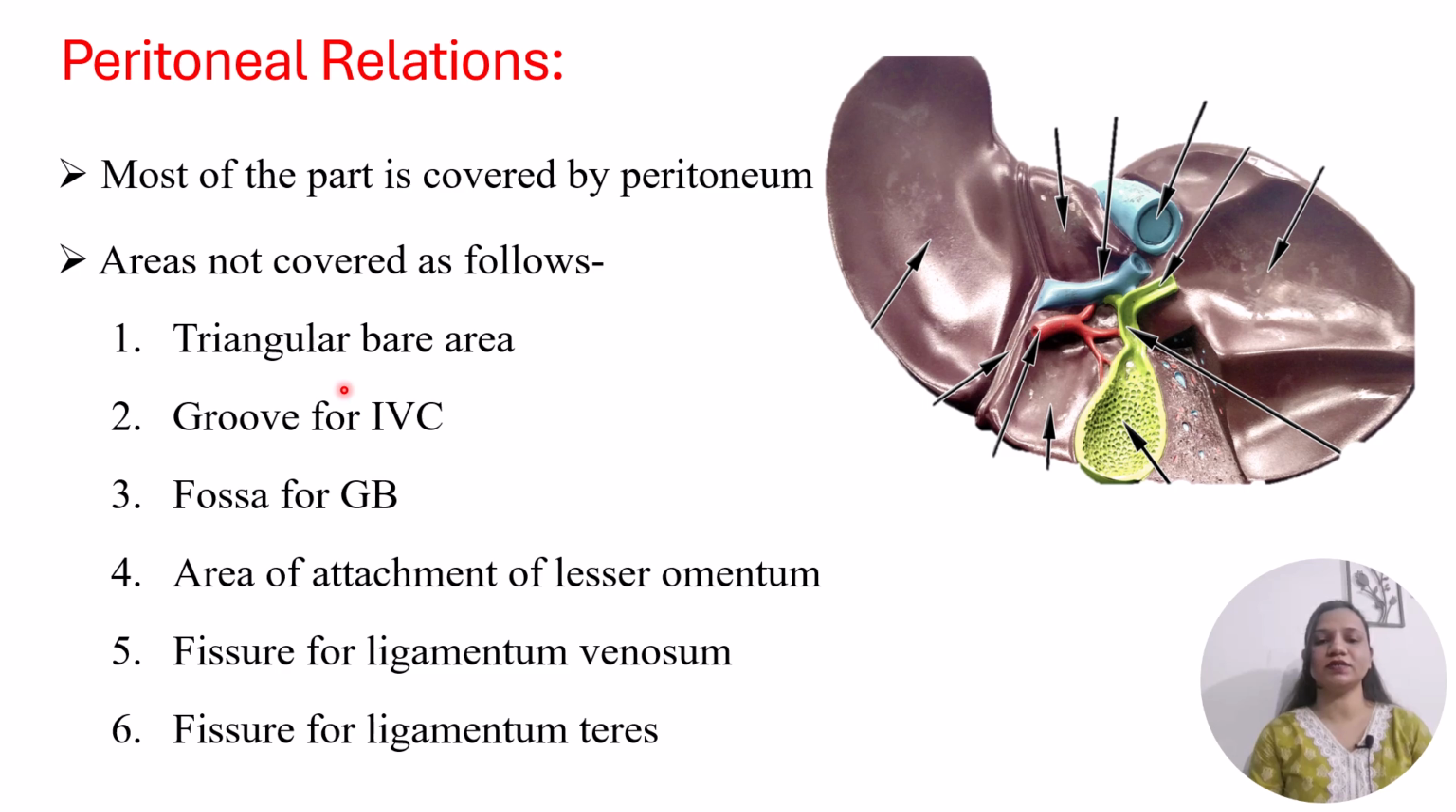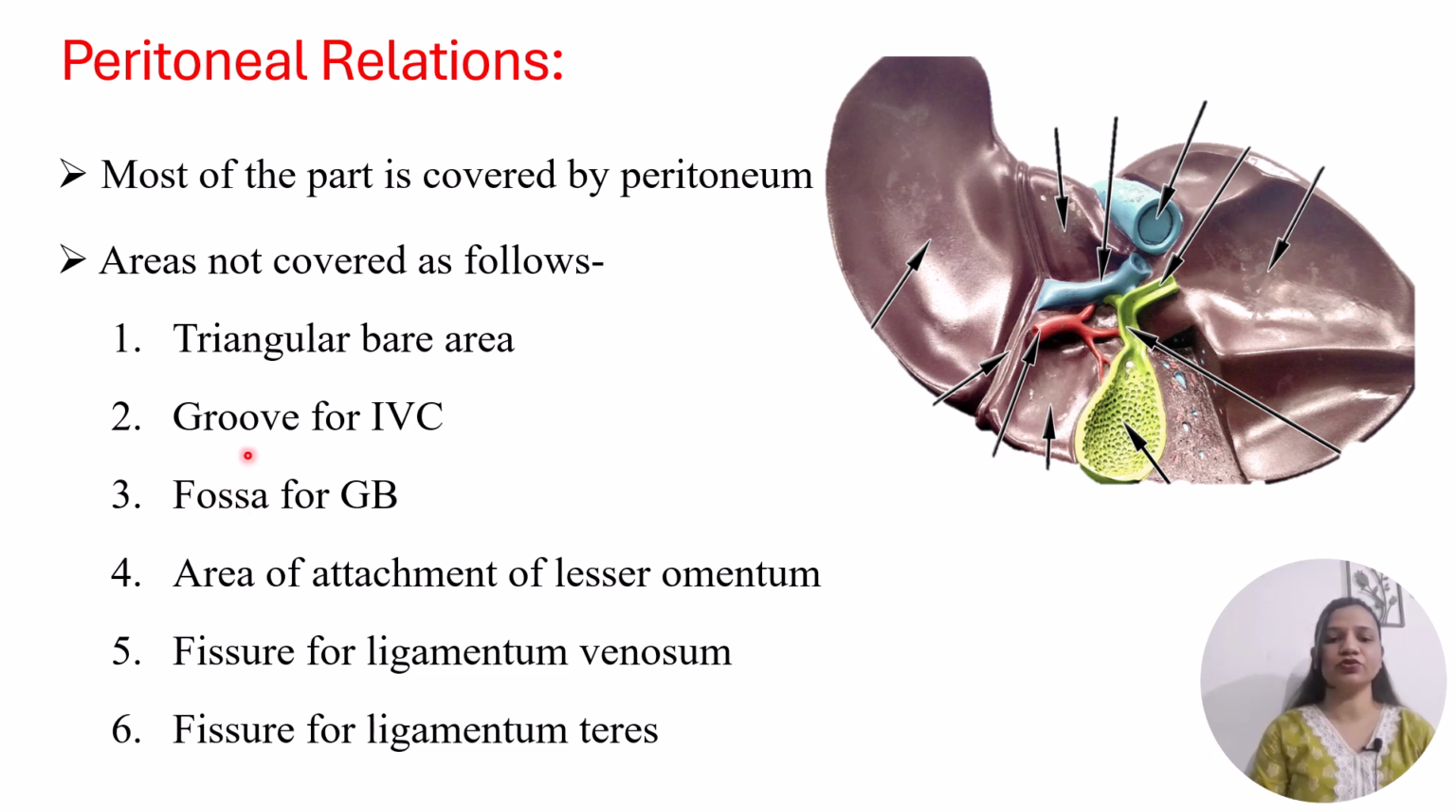The first one is the triangular bare area. I have already discussed what a bare area is and what the boundaries of the bare area are in the previous lecture. You can go and check that out. The triangular bare area, which is present on the posterior surface of the liver, is not covered by peritoneum. That's why it is called a bare area, which you can see here. This is the triangular bare area.